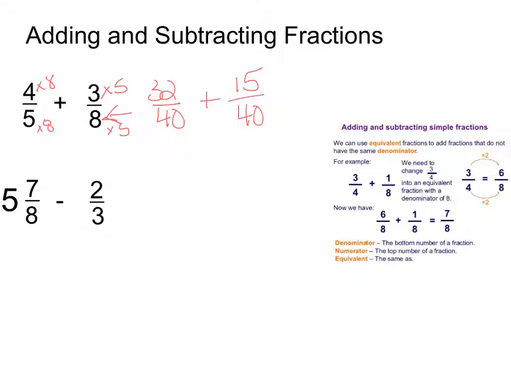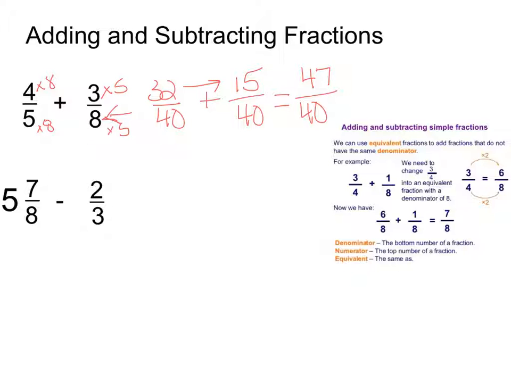Now that I have the same denominator, I'm going to add straight across. 32 plus 15 is 47. And I keep the denominator. Remember, we never add the denominator. We just keep the common denominator.